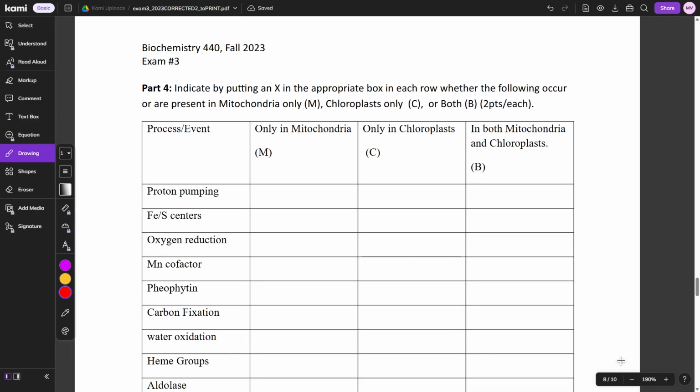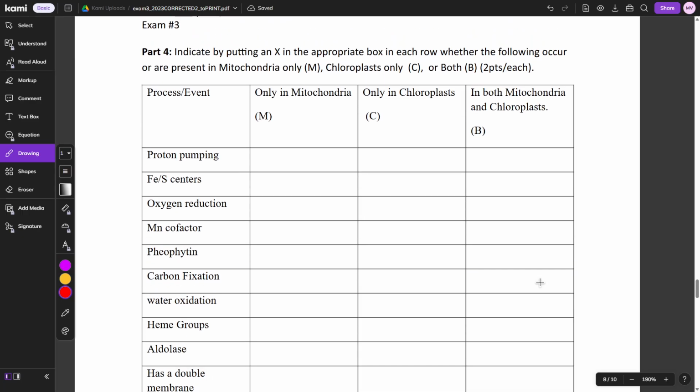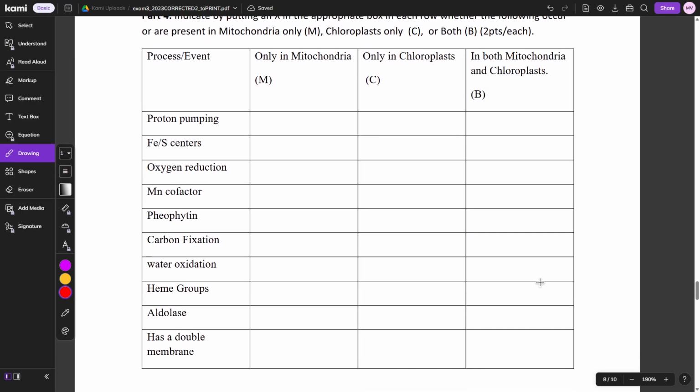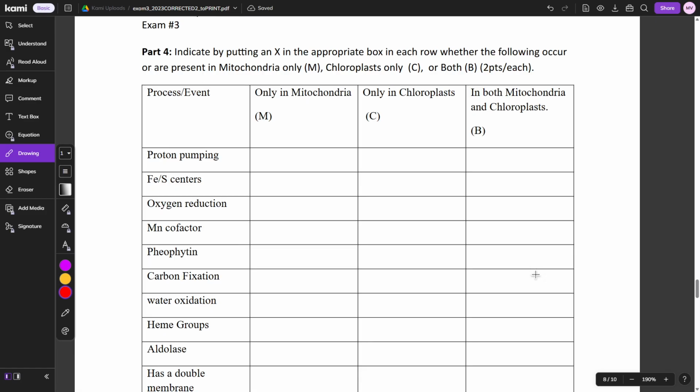Okay, this one is hard. This is kind of tough. But we'll go through it. So this is a question that we had on the last exam. It's a similar style of question. It's not the exact same. So indicate by putting an X in the appropriate box if it occurs in the mitochondria or chloroplast. I'm an avid chloroplast hater actually. So I dislike plants a lot, but you know we're gonna get through it.